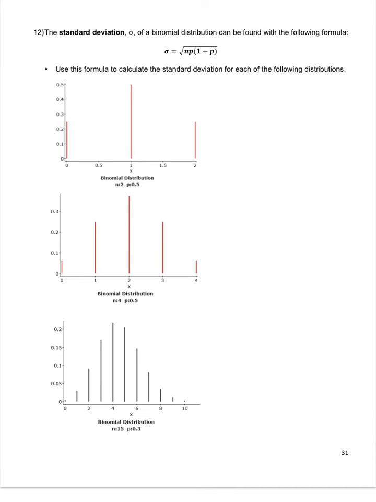Okay, the standard deviation sigma, that's your Greek letter sigma, of a binomial distribution can be found with the following formula. And notice that it relies on n and p as well. And also keep in mind this is on your formula sheet. So again, no need to memorize it, just need to understand how to use it. All right, so we're going to use this formula to calculate the standard deviation for each of the following distributions. And these distributions are the same as number 10, previous page.